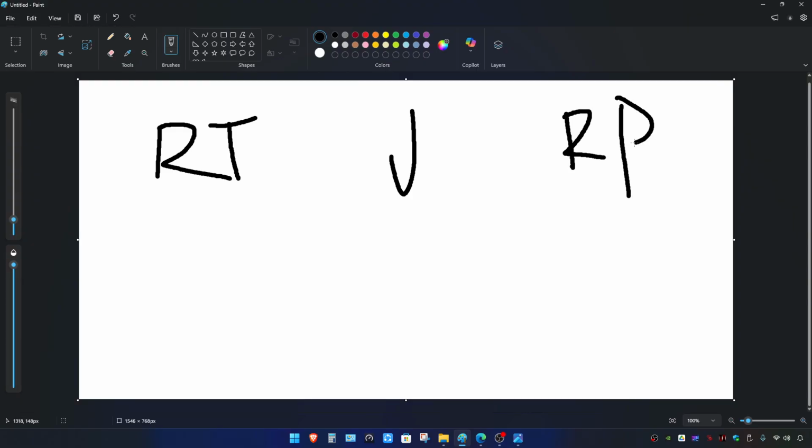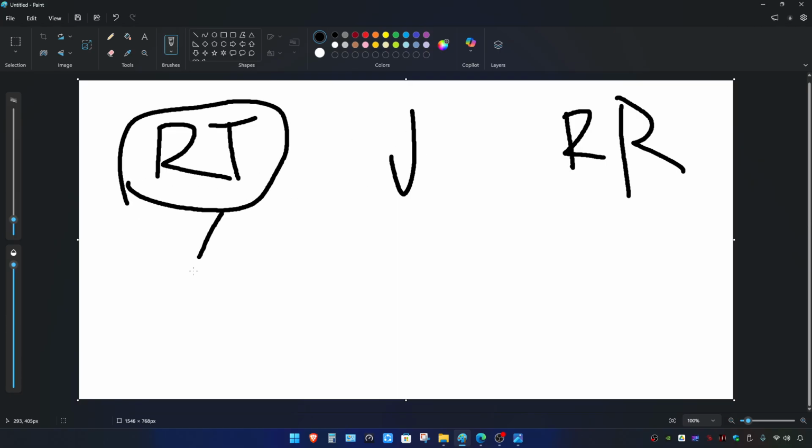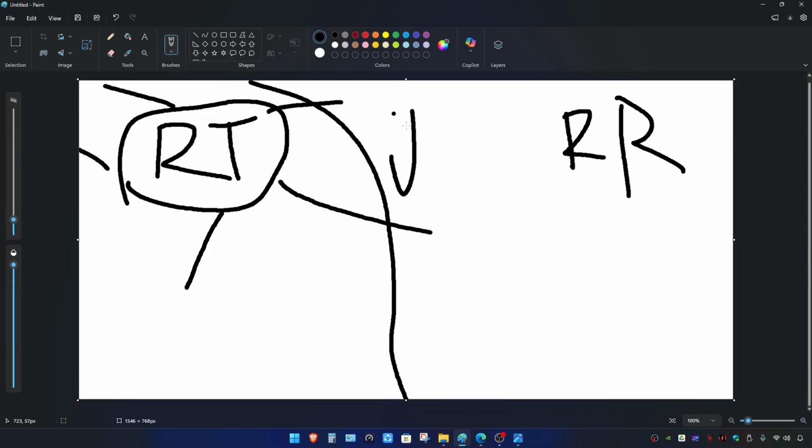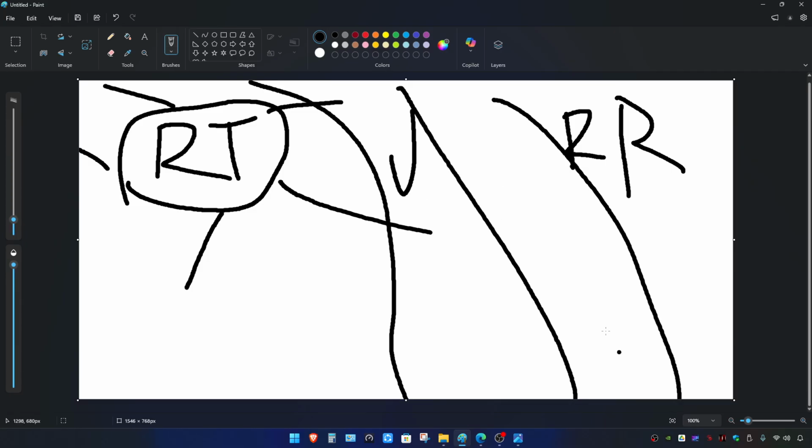So you will get something like this: this is a radio tower, and this is a jammer, and this is a radio receiver. Okay, so people assume, let's say this is not here, that when information is being sent in all directions, it sends like a wave, and eventually it will hit this radio receiver.